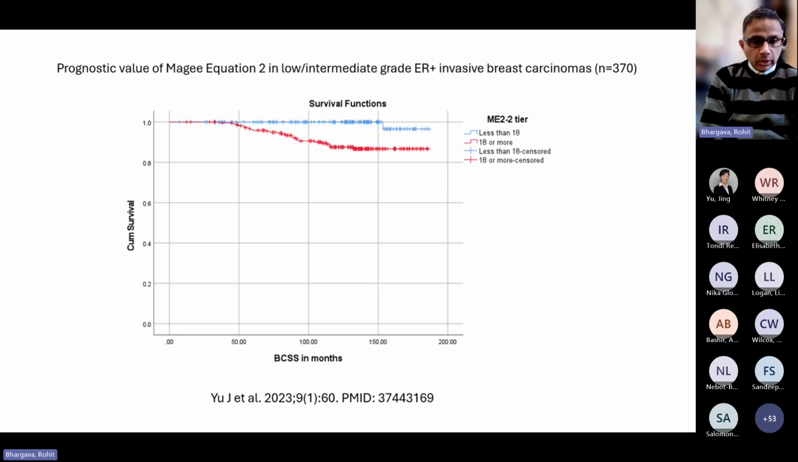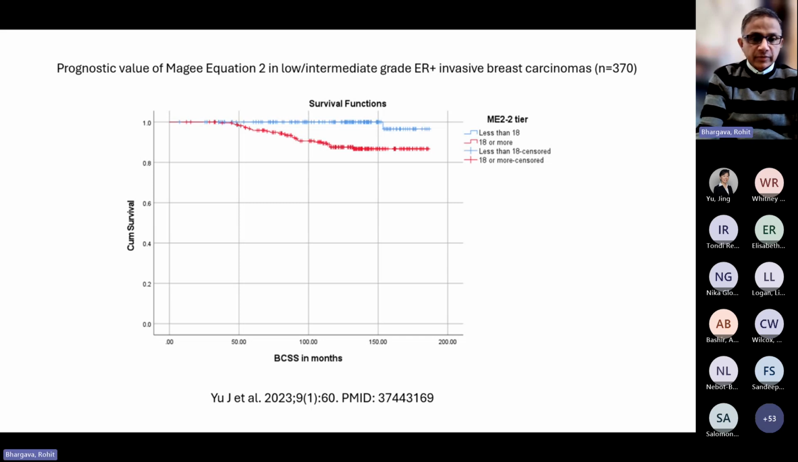This was a study we did on lobular-like invasive mammary carcinomas and compared them with invasive ductal and invasive lobular cancers. And in this study, only grade 1 and 2 tumors were included. So there are no grade 3 tumors. And as you can see, the prognostic value of Magee equation 2, because we didn't have Ki-67 on these cases, these were old cases, when the score is less than 18, these have excellent survival compared to tumors that have scores more than 18. So it seems like it does have a prognostic value as well.